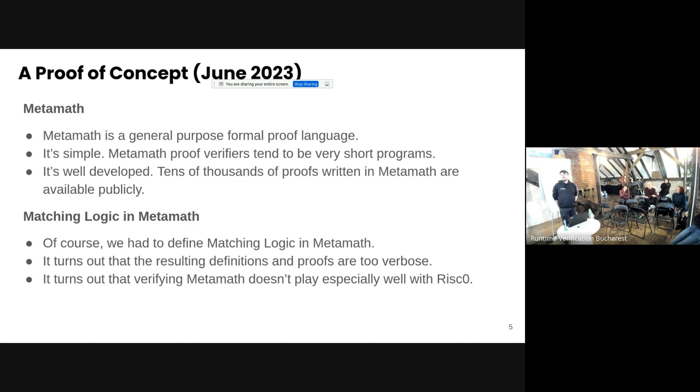So we have this definition of matching logic in MetaMath. It turns out that the resulting definition, the terms, were way too verbose. This is because MetaMath is very general, so there were a lot of steps just to prove well-formedness of matching logic terms, which you wouldn't really need to do. Basically, there was a lot of overhead for what is quite obvious in a matching logic sense. And it also didn't play very well with Risc Zero, so the performance of the checker on the MetaMath proofs, notwithstanding their length, was pretty bad.